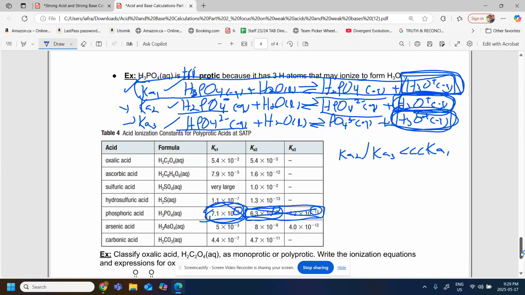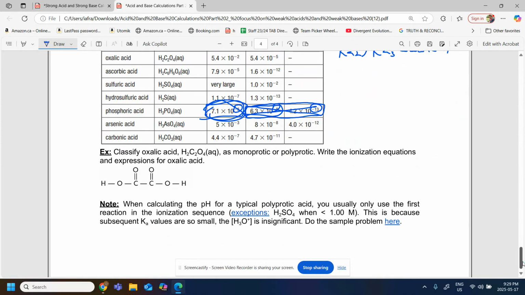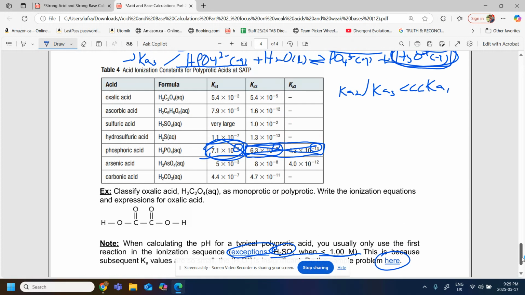There is an exception to that though. H2SO4, when it has a concentration less than 1.0, you would actually have to use both Ka values, but we're not really going to explore that. If you are interested in exploring that and seeing why, you're more than welcome to look into it and also try a problem there. Try this practice problem before the end of the video. So pause it, try it out.